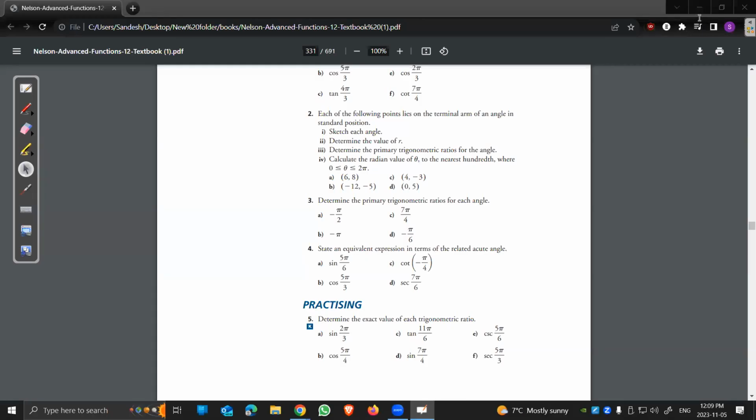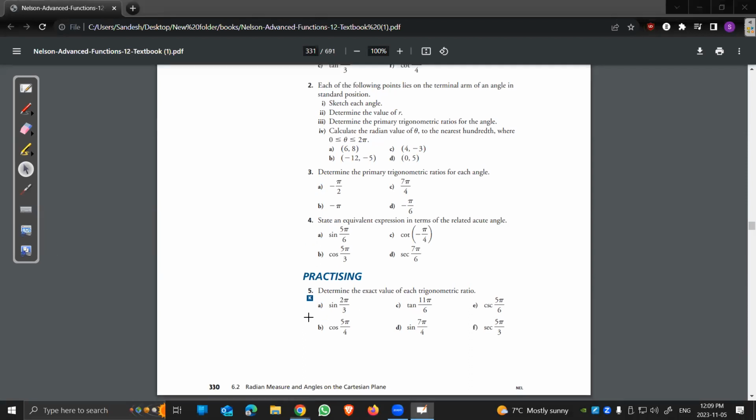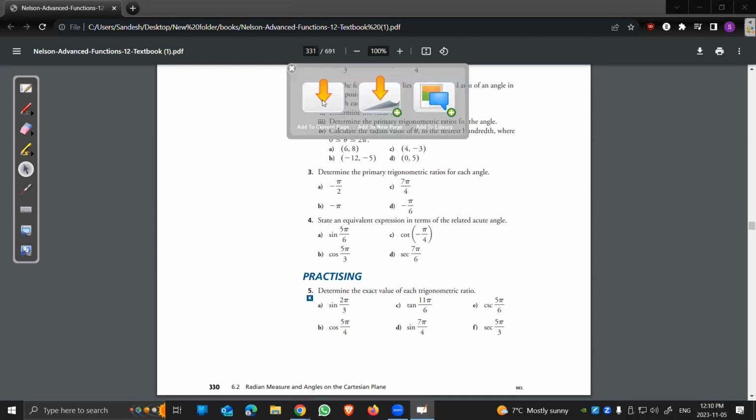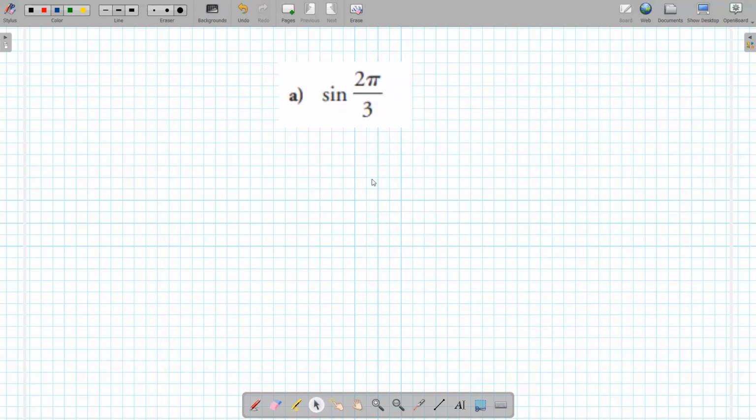Using this concept, let's see if we can get some of these ratios. So the question says, find the exact value. That's the thing about this. If you plug this in a calculator, it'll give you some decimal irrational number. That is not an exact value. Your exact value is going to be in terms of the special triangles.